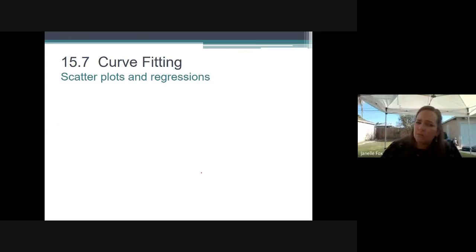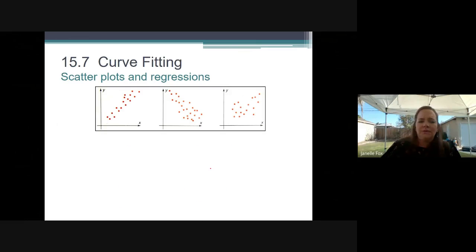And then the last section was about curve fitting. We talked about scatter plots, regressions, and the correlation coefficient. When you do a scatter plot to see how the data is related, if it's going up as you go to the right, it has a positive correlation. If it's going down as you go to the right, it's a negative correlation. And this third one here is kind of positive. It's just kind of wide.